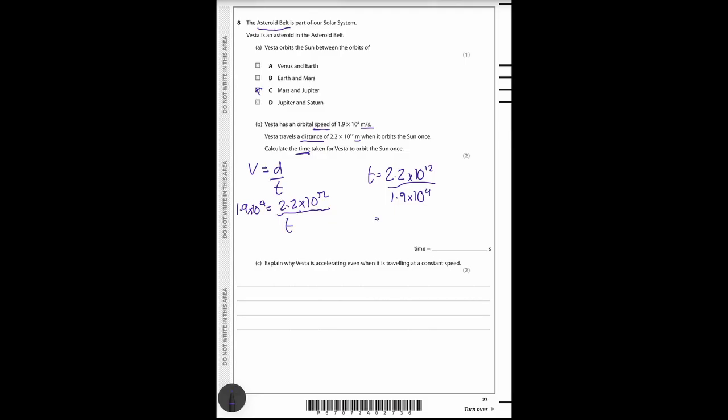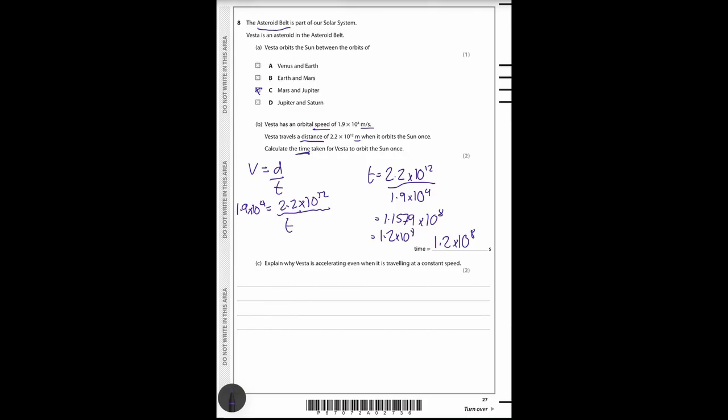I'll put that in the calculator, and it's 1.1579 times 10 to the power of 8. And then I'll just make sure that I round it to two significant figures. So that's going to be 1.2 times 10 to the power of 8. And I'll put that in the answer line, 1.2 times 10 to the power of 8. So just a pretty standard form question that we've got over there.